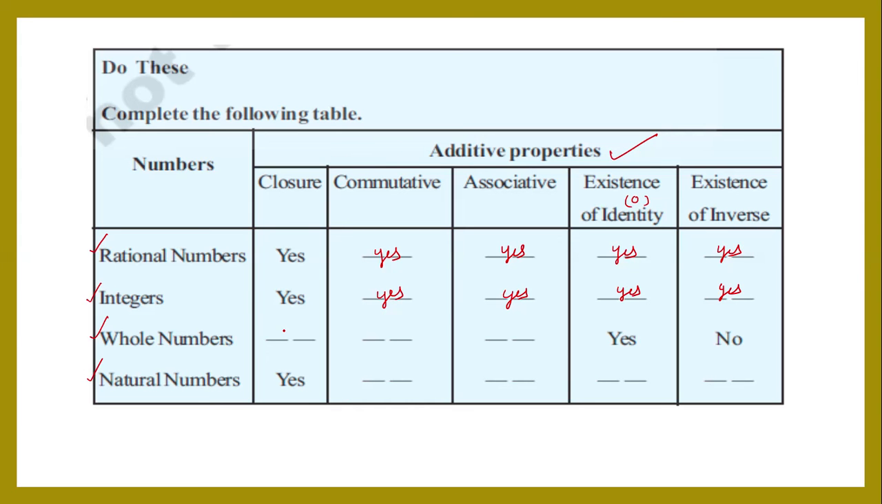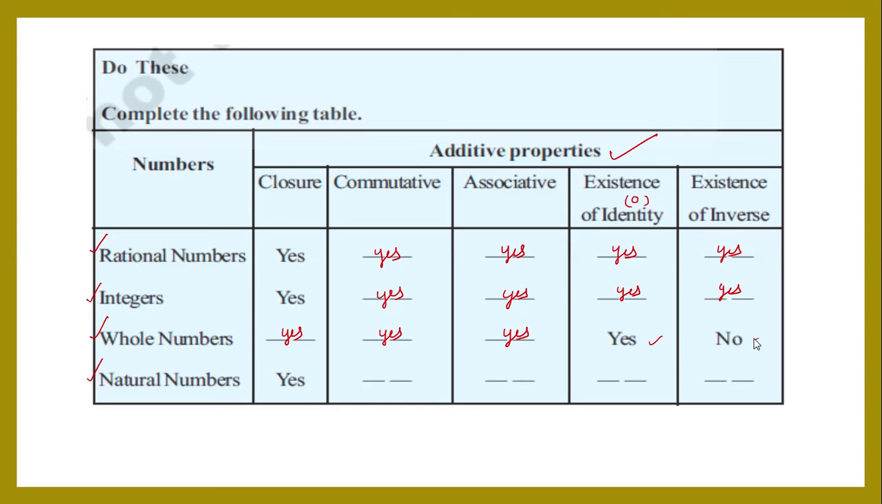Here, whole numbers: the closure property, whole numbers are closed under addition. Whole numbers are commutative under addition, yes. Whole numbers are associative under addition, yes. Whole numbers have the zero, hence we write yes. The existence of inverse means negative numbers. Whole numbers do not have negative numbers, since they start from zero.